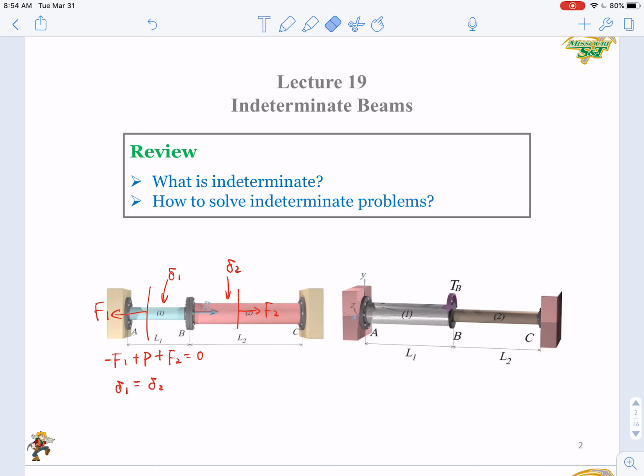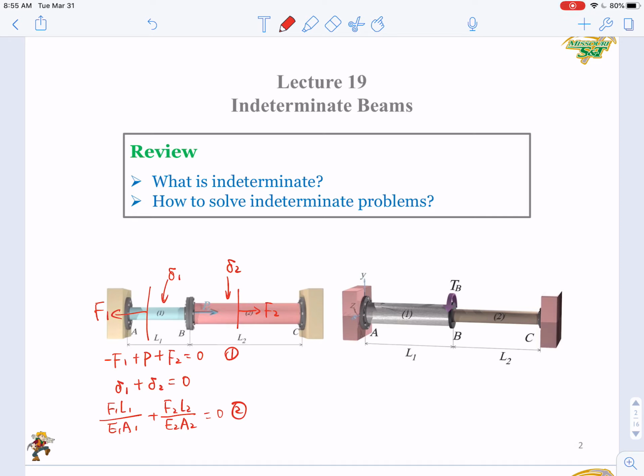No, of course not. We have more than two types of compatibility conditions, but in this case, it should be delta 1 plus delta 2 equals 0. Since two ends are fixed, there should be no overall deformation. So you can extend this equation, then you get F1 L1 over E1 A1 plus F2 L2 over E2 A2 equals 0. So this is our equation 1, and here is your equation 2. So two equations, two unknowns, so you can solve F1 and F2 at the same time.